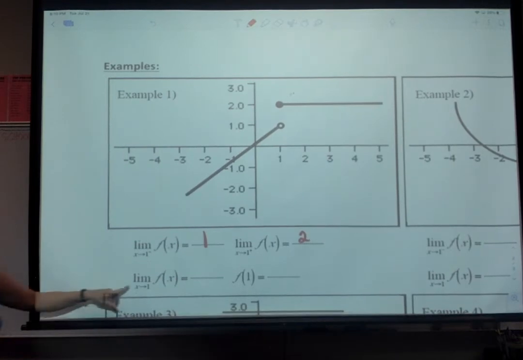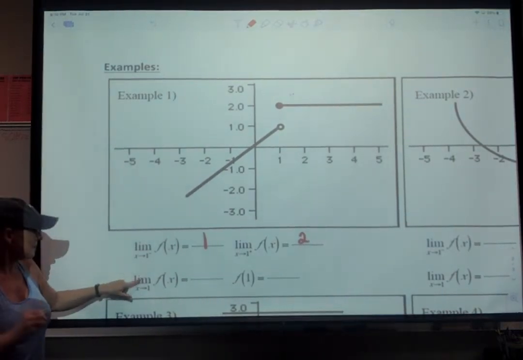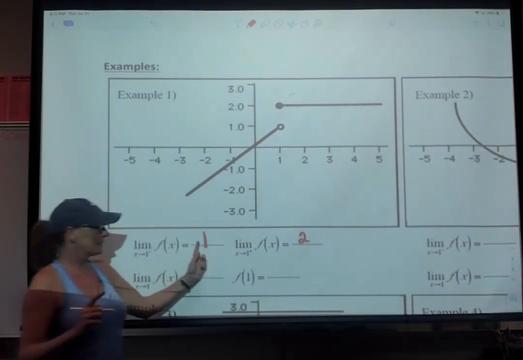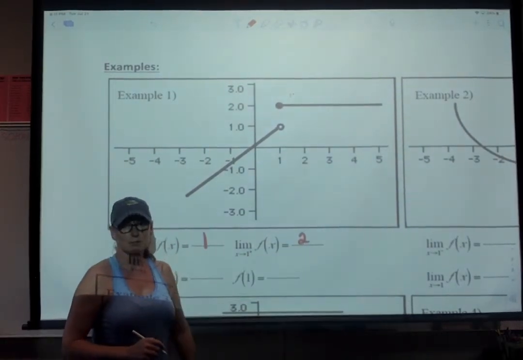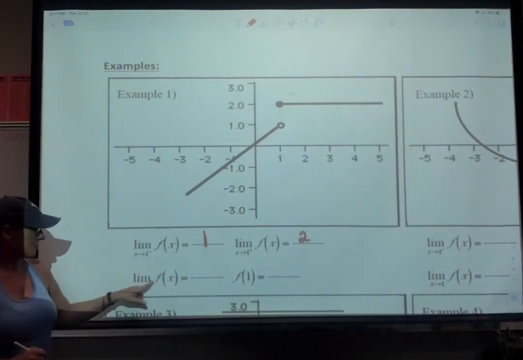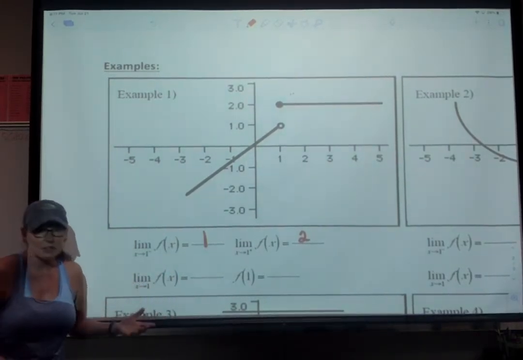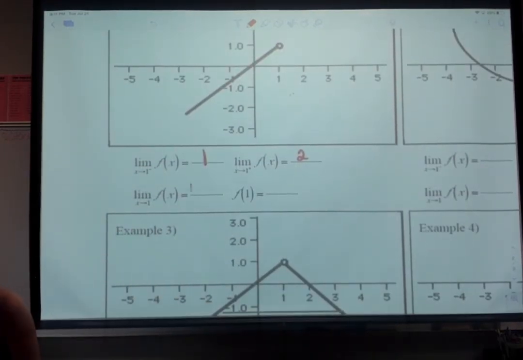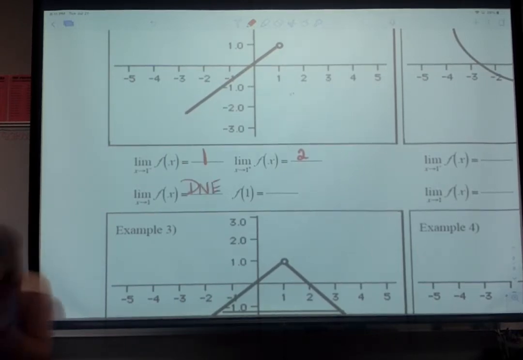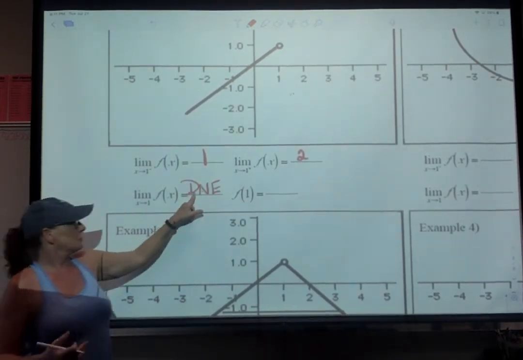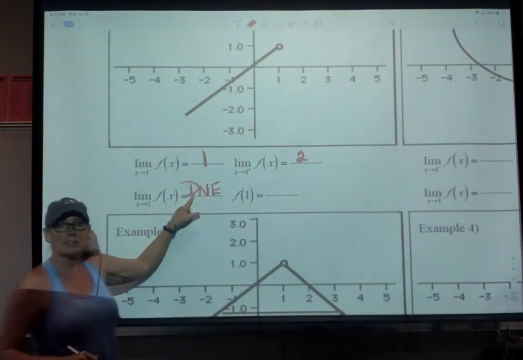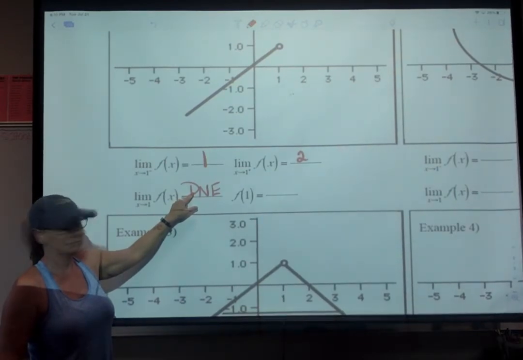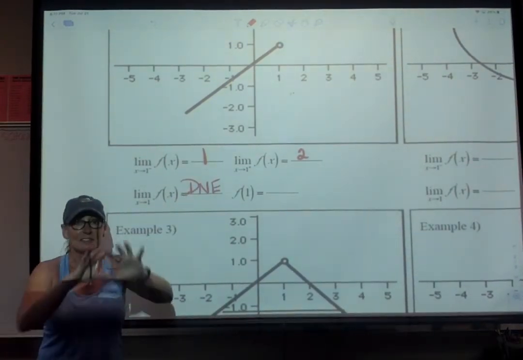Next question. What is the limit as x approaches 1 of f of x? Here's what you've got to check. Do my left-hand limits and right-hand limits match? No. So for this, we can say there is no answer, or we're going to say that it does not exist. I'll abbreviate. Does not exist. You can abbreviate too by this little acronym. Just please make sure that this looks like a D, not an O. Does not exist. Okay, that's it with limits.